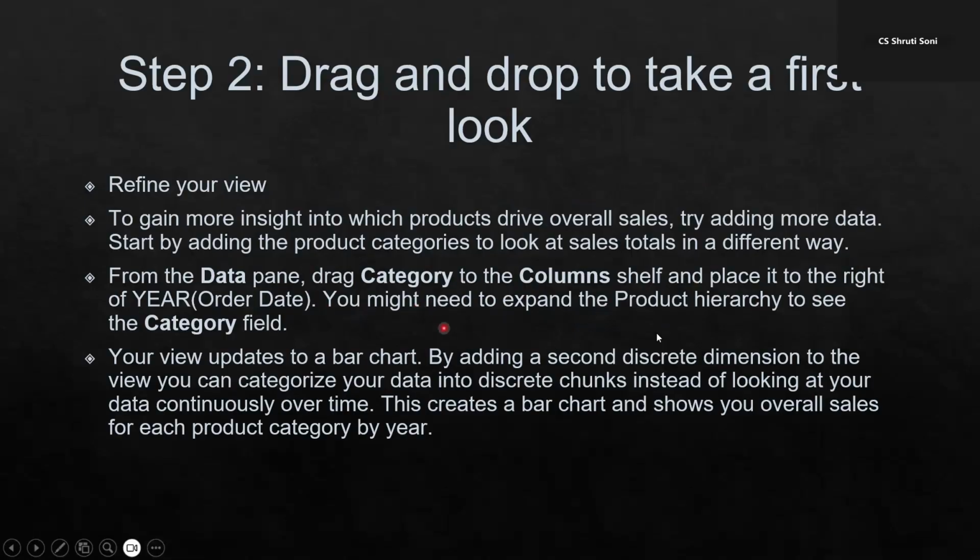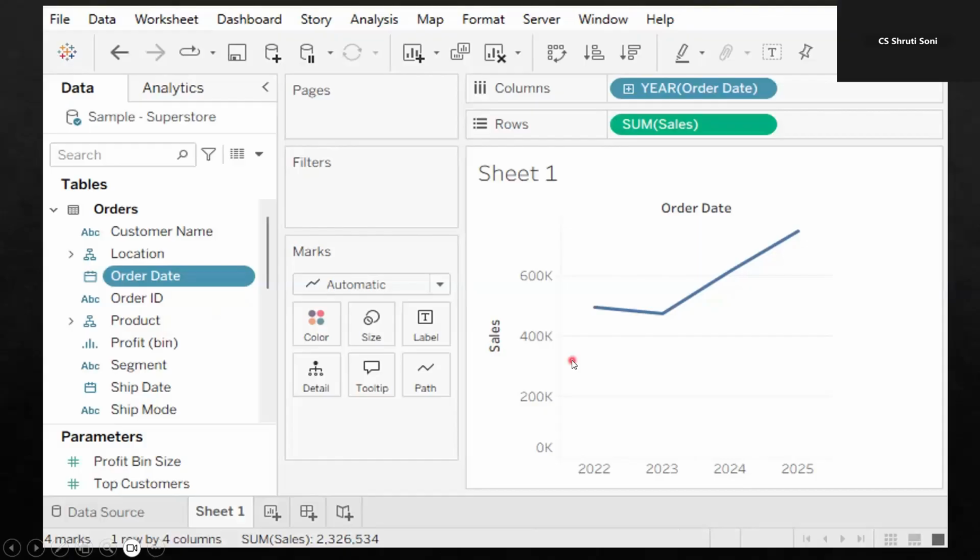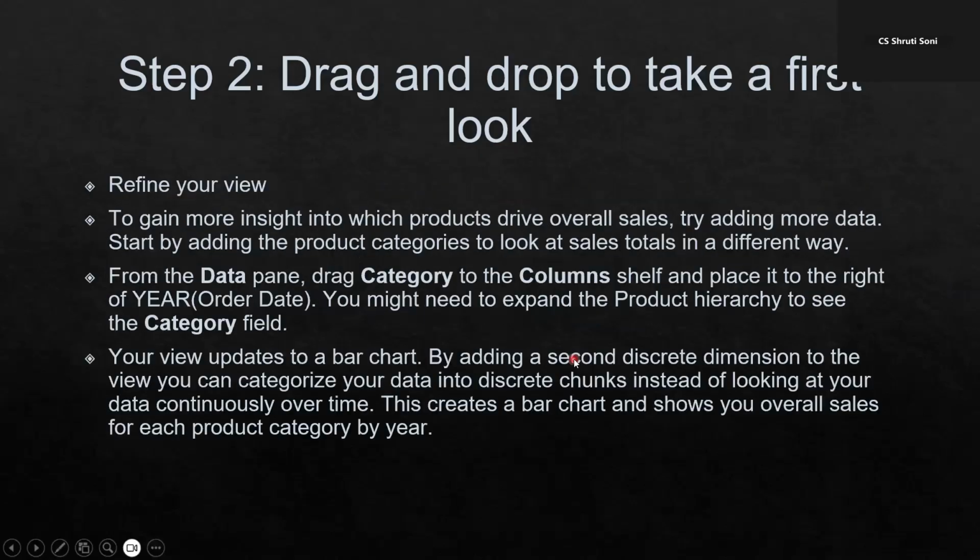And then you might need to expand the product hierarchy to see the category field because you have a product hierarchy here, right? This one. So you might have to expand it and then see the category. Then what happens is the moment you do this, your view will update to a bar chart, right? And then you can also add a second, because what you've done is you have added a second discrete dimension. So you can add it further.